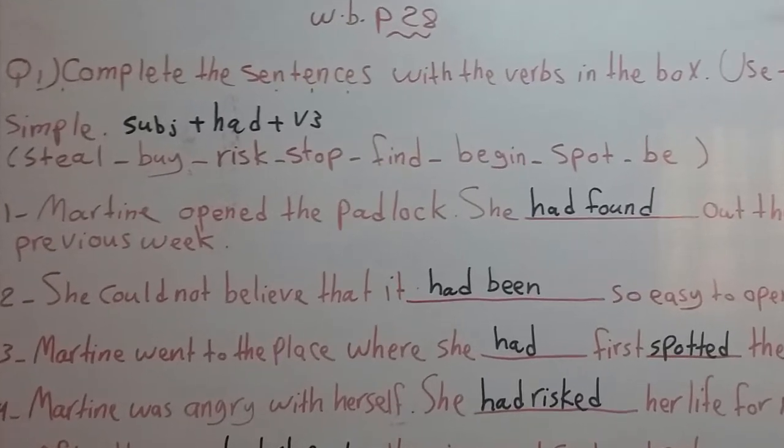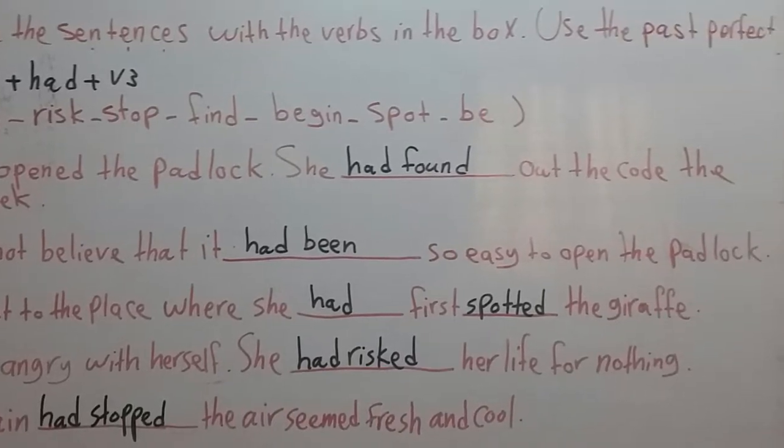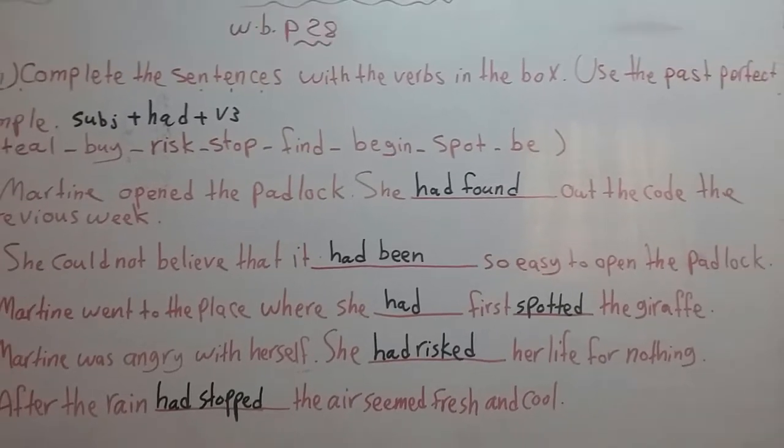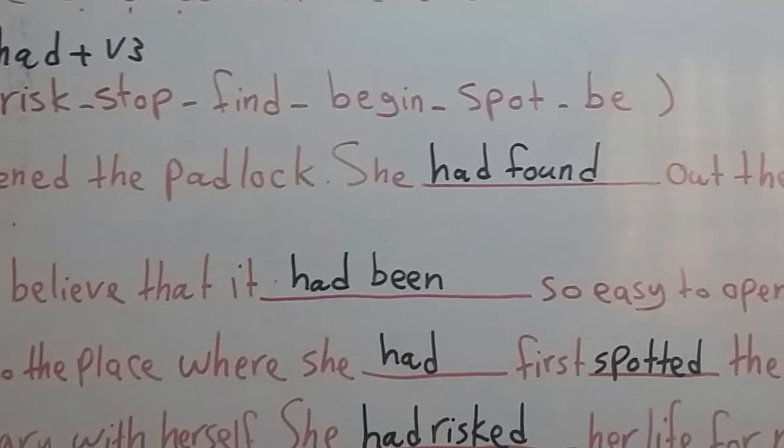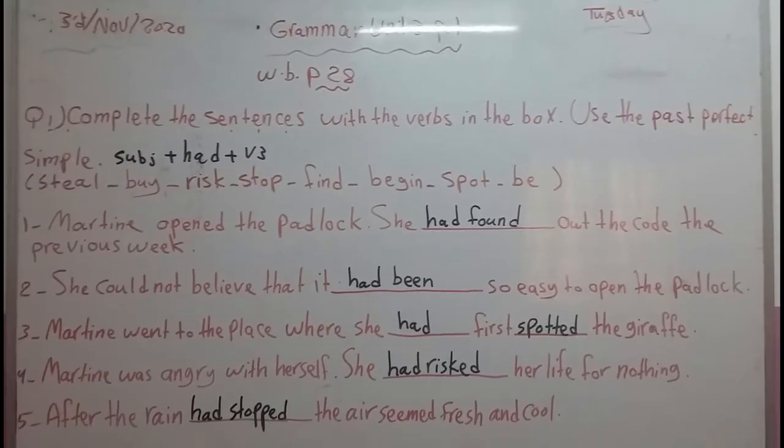Number 2. She could not believe that it had been so easy to open the padlock. So here the appropriate verb is be. The verb 3 of be is been. Then I add had. It had been so easy. be هون معناها يكون تمام وبنسميها verb to be أفعال كينونة.